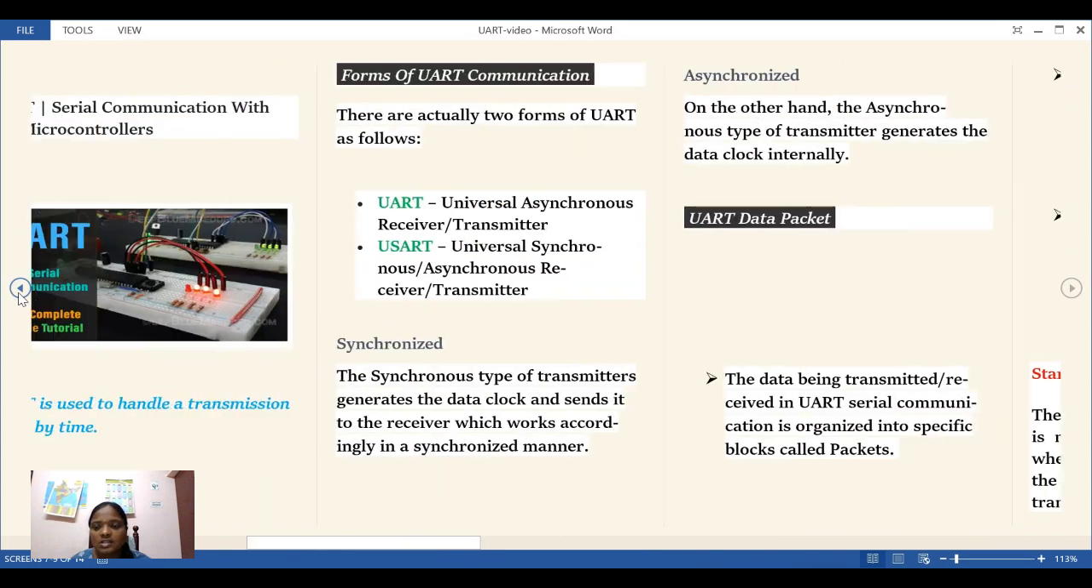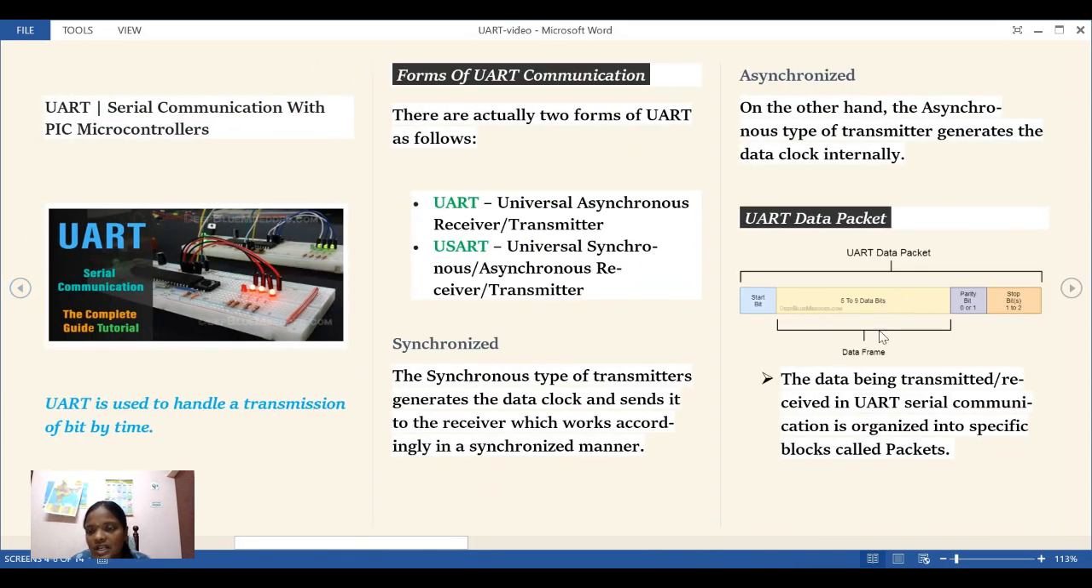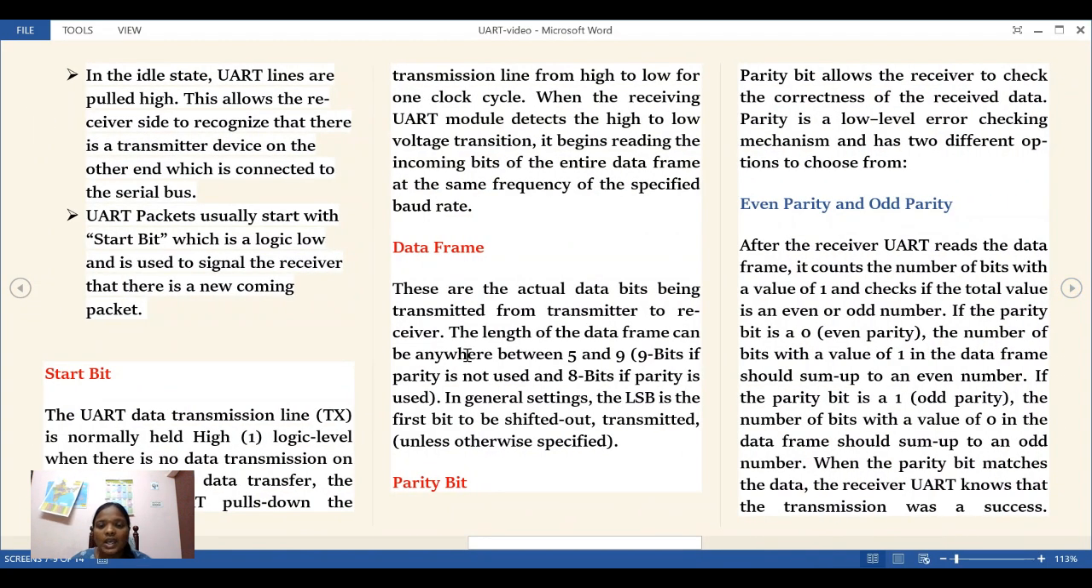Okay. So next, there is a data frame. The data frame is how many bits? It is 5 to 9 data bits. So here the bits are very limited, right? In general setting, the LSB, that is the least significant bit, is the first to be shifted out and transmitted, unless otherwise specified.